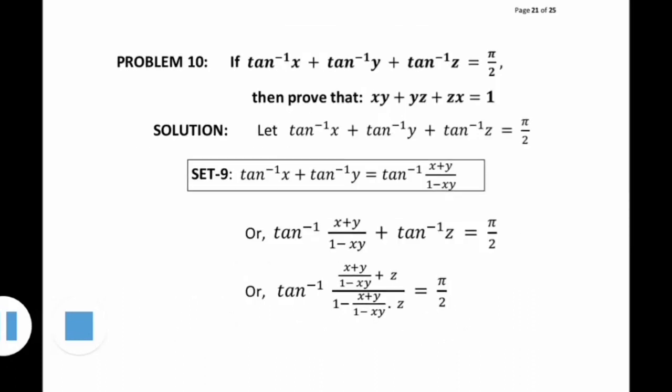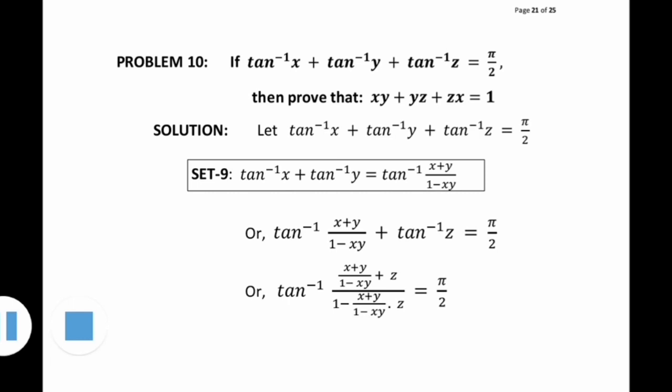Next, problem 10. If tan inverse x plus tan inverse y plus tan inverse z equals to pi by 2, then prove that xy plus yz plus zx equals to 1. Let us consider the given equation first, and here we have to apply one formula from set 9, which is written in the box, that is tan inverse x plus tan inverse y equals to tan inverse x plus y whole divided by 1 minus xy, and accordingly get the next step, that is tan inverse x plus y whole divided by 1 minus xy plus tan inverse z equals to pi by 2.